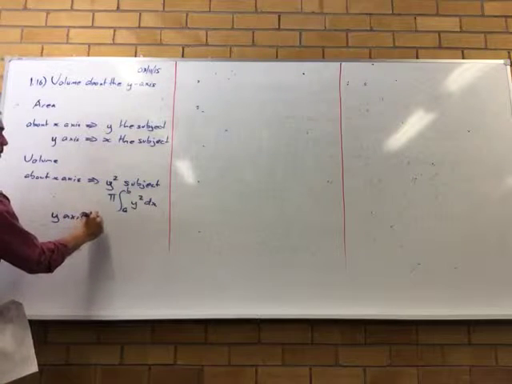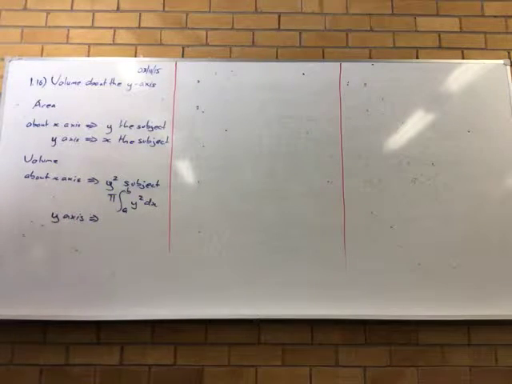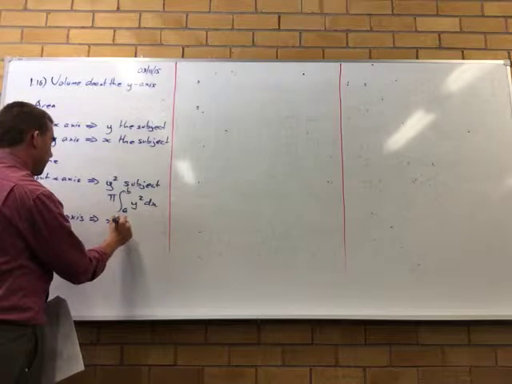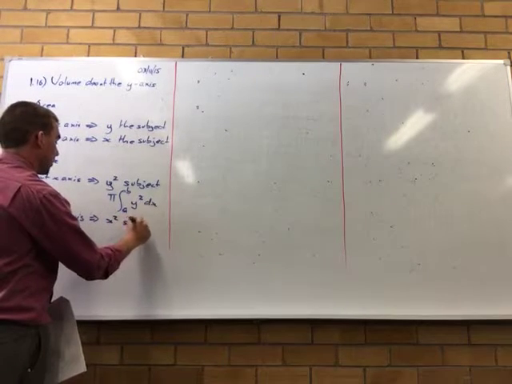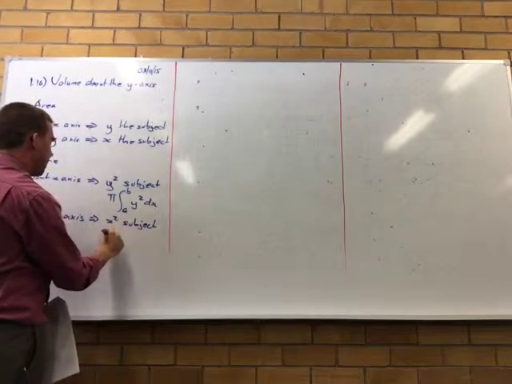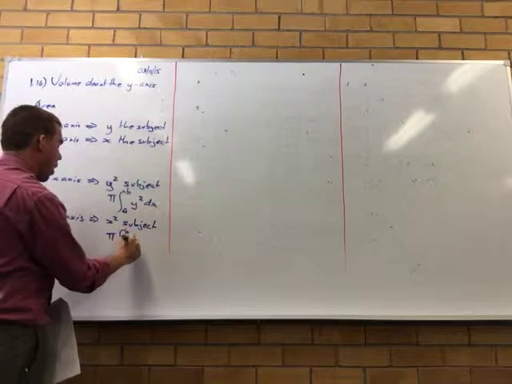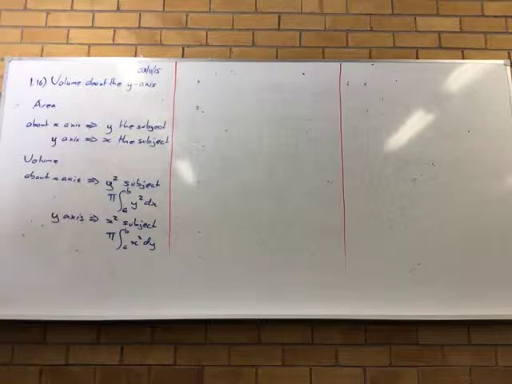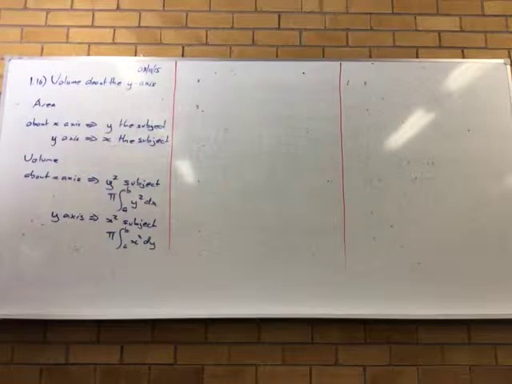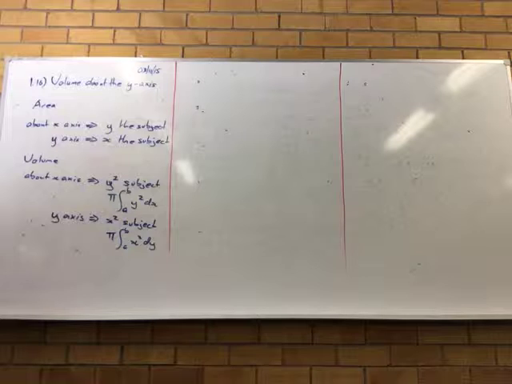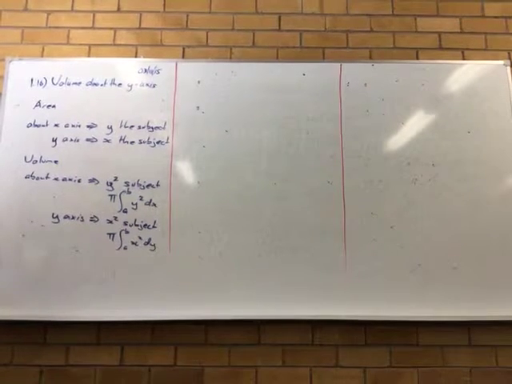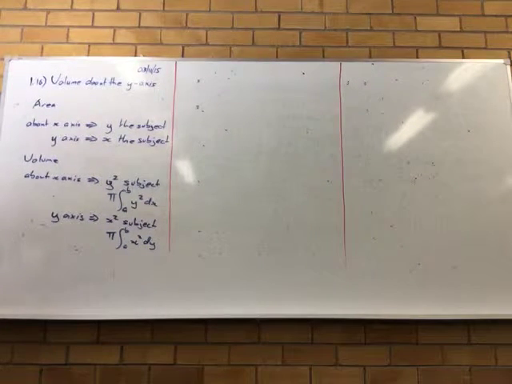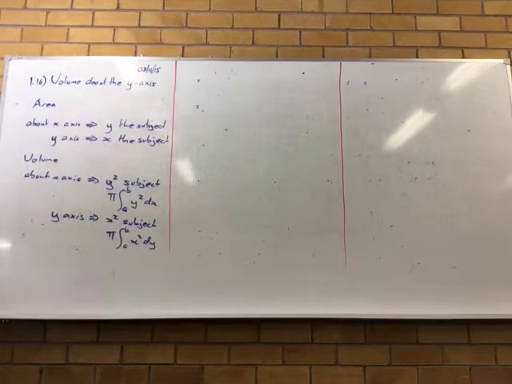What do we need the subject? X squared the subject. And we need pi integral from b to a of x squared dy. In other words, integrating with respect to y. So whatever the axis of the bound or the rotation by, the opposite letter needs to be the subject. You need to remember that.